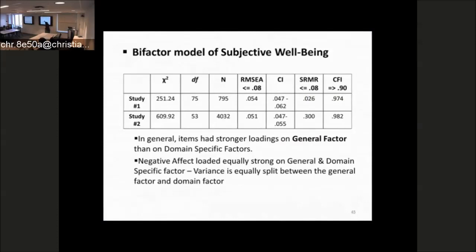You can see across study one and study two, the fit statistics are very, very similar. One is an undergraduate sample, one is a nationally representative sample. That means the model is robust across two different samples. In general, items have stronger loadings on the general factor than on the domain-specific factors. That means the general factor is more dominant. However, negative affect loaded equally strongly on the general factor and its domain-specific factor, which means its variance is equally split between the two.